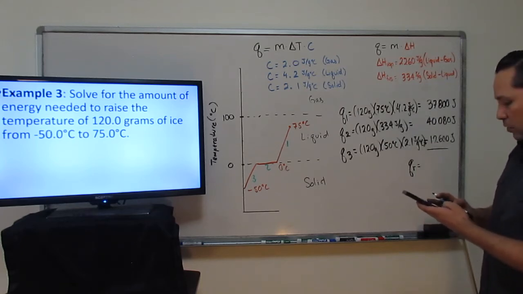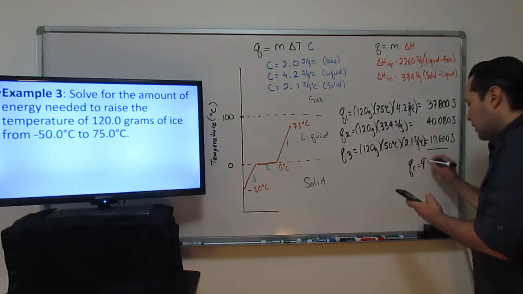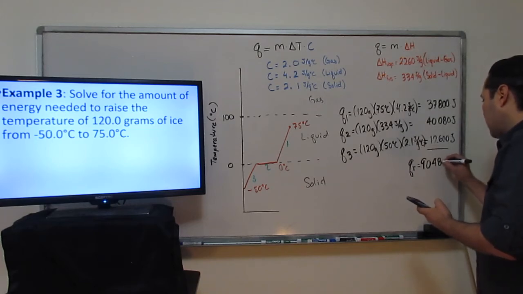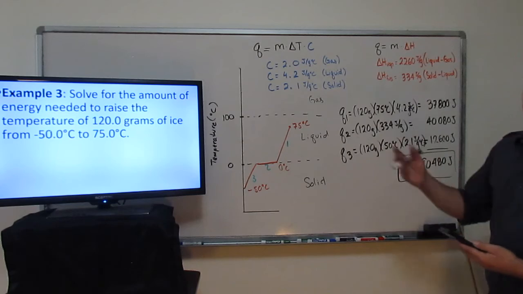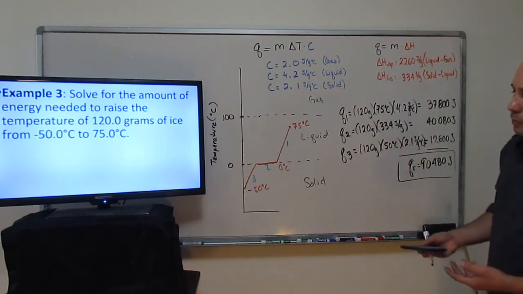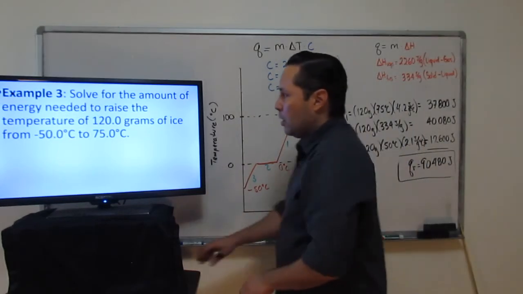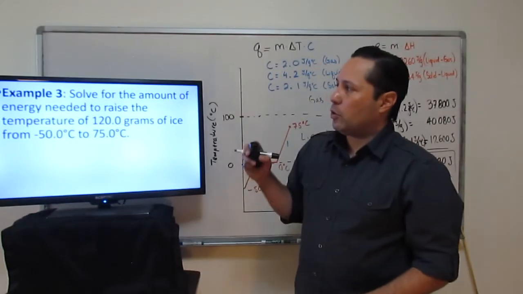37,800 plus 40,080 plus 12,600 gives us 90,480 joules. And that is our answer for example number 3. All right, let's go ahead and move along. Our next problem is going to be example number 4.